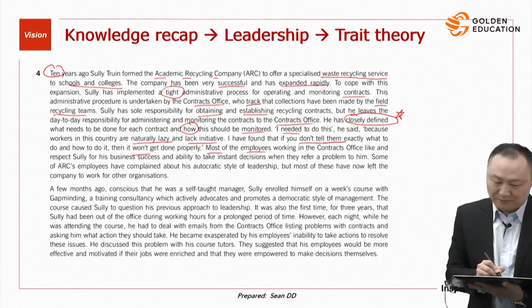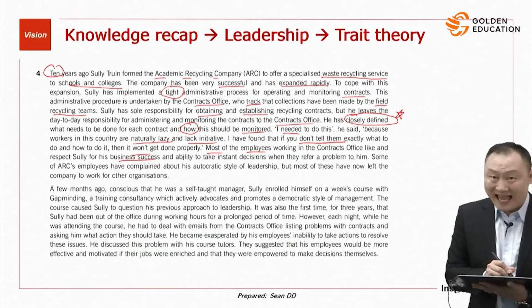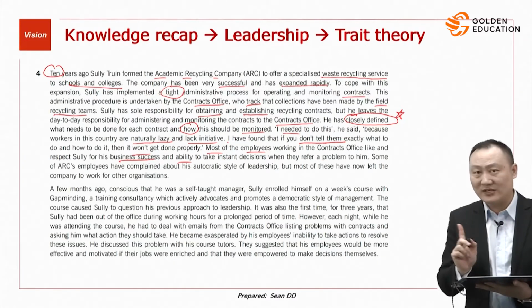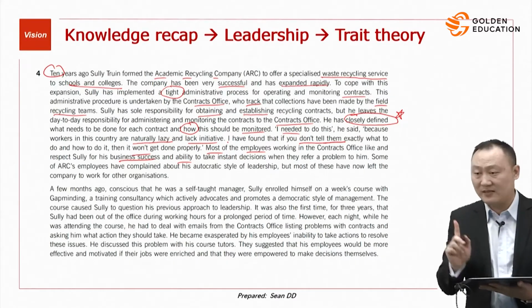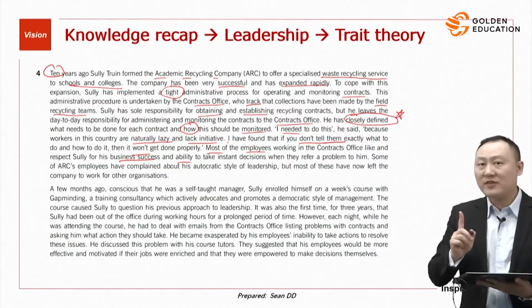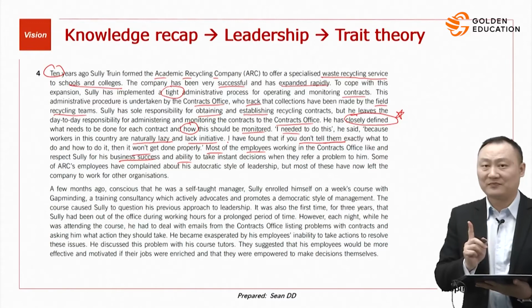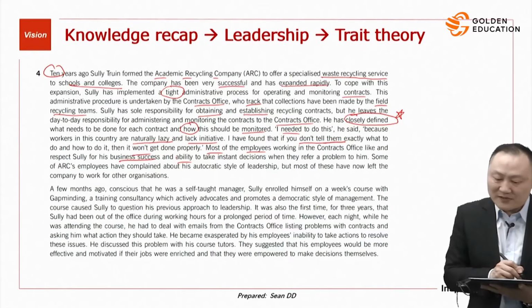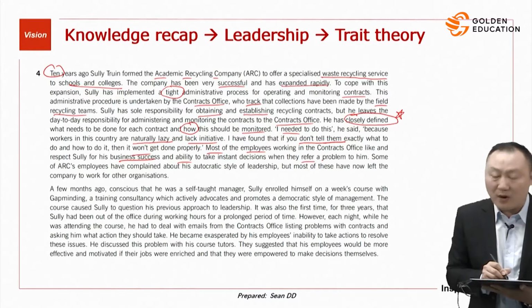Employees like him for his business success and ability to take instant decisions. That means employees don't want to make any decisions. They are lazy. They don't want to make decisions. They want you to make decisions for them. Whatever they do, you have to tell them what to do. All right? So this is the style of the employee. Business success, ability to take these instant decisions when they refer the problem to him.